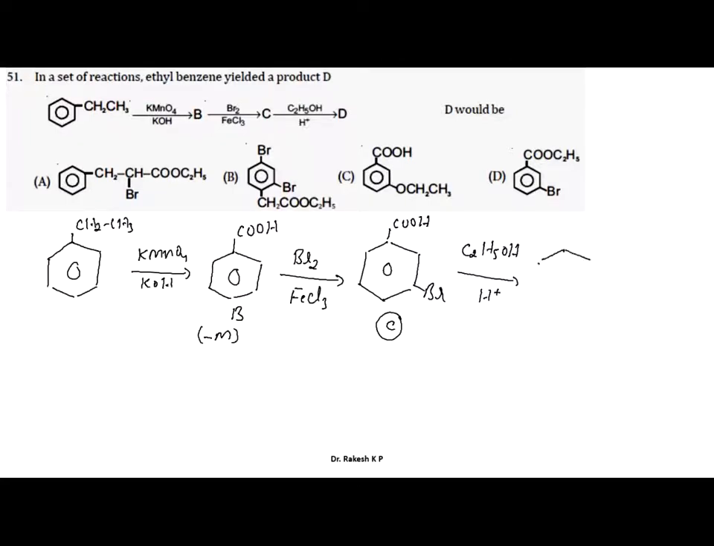So here we are going to get this compound. So this is the COOC2H5, and this remains the C. Okay, so finally we got the ester. Hence in this case the option is D. Okay, next question.